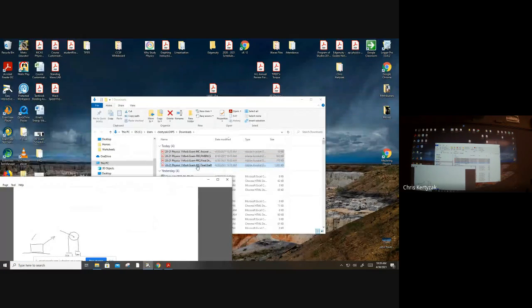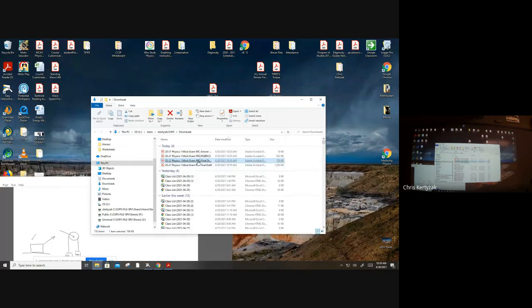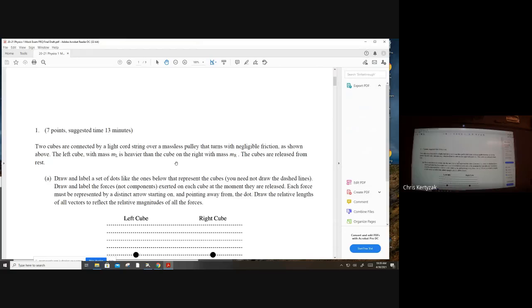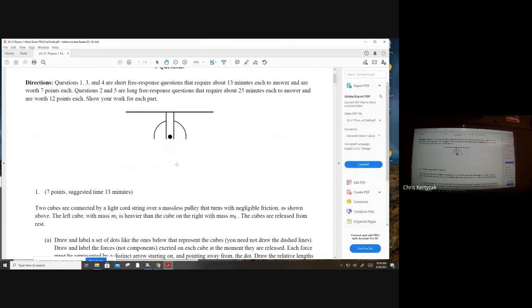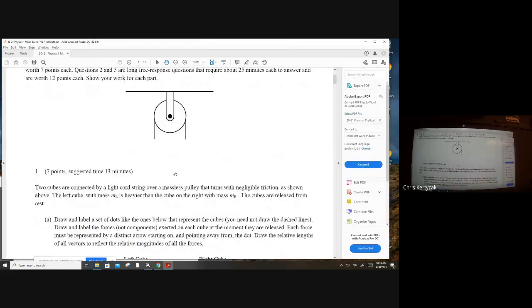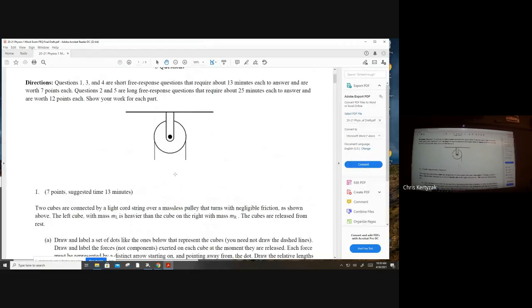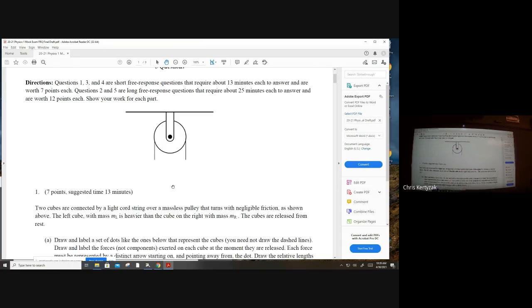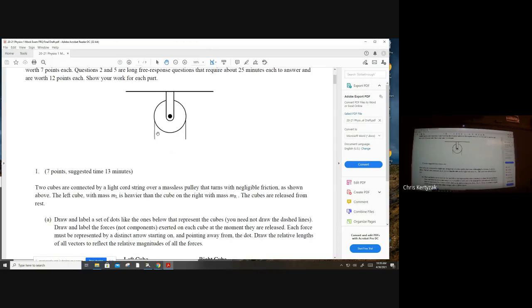So this was your mock exam, multiple choice, free response, right here. And when I go down, this was actually their first question, right? This was the Atwood machine. Looks like my computer's having a hard time loading the full image, not sure why. But this was an image of the Atwood machine with one smaller block on one side and one heavier block on the other side, right? They described it: two cubes connected by a light cord go over a massless pulley. You're assuming that the mass of the pulley is negligible.